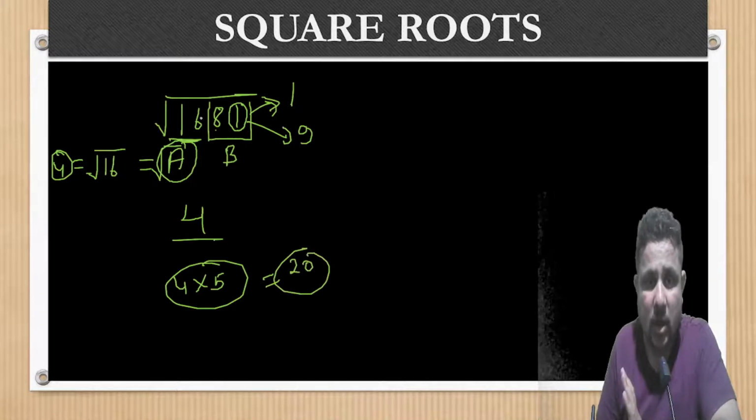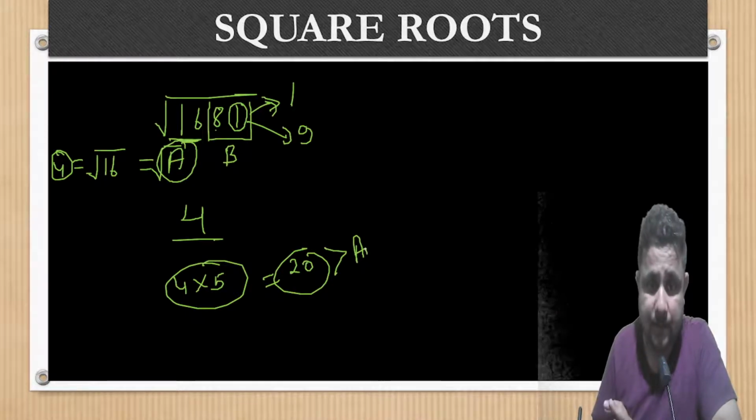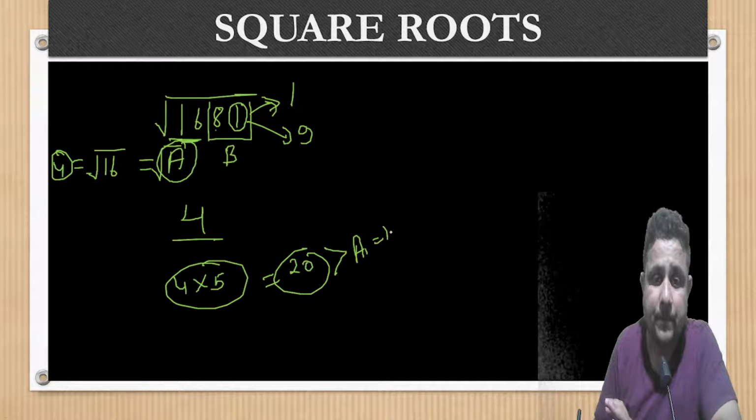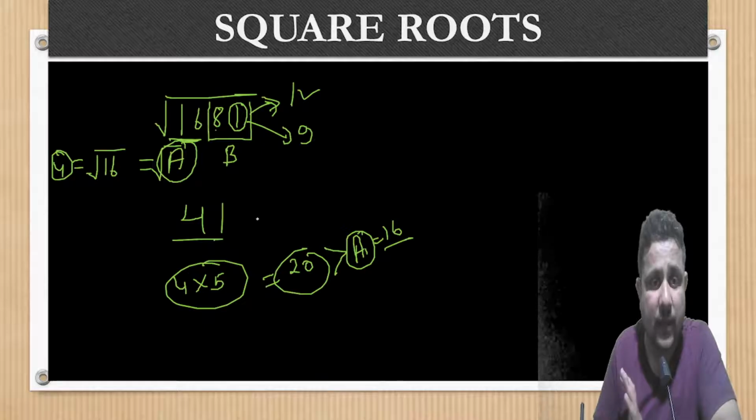Now 20 is larger than part A or not? Part A is smaller actually. It is 16, right? So part A is smaller here. So if part A is smaller, we will go with the smaller digit. So your answer is 41 in this case.